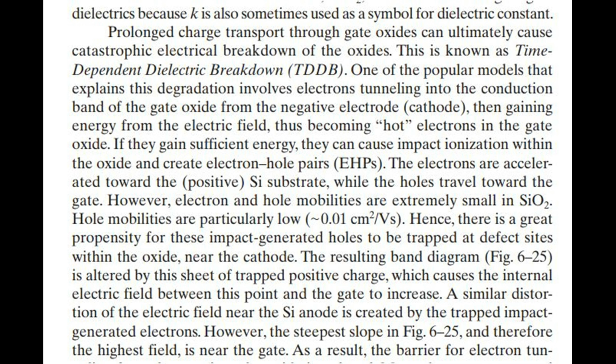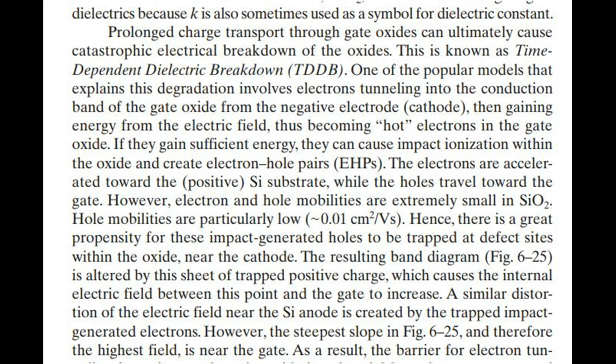Hole mobilities are particularly low, 0.01 square centimeters per volt-second. Hence, there is a great propensity for these impact-generated holes to be trapped at defect sites within the oxide, near the cathode. The resulting band diagram, Fig 625, is altered by the sheet of trapped positive charge, which causes the internal electric field between this point and the gate to increase. A similar distortion of the electric field near the Si anode is created by the trapped impact-generated electrons.